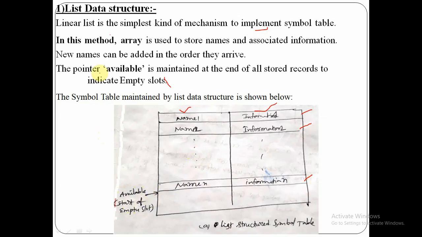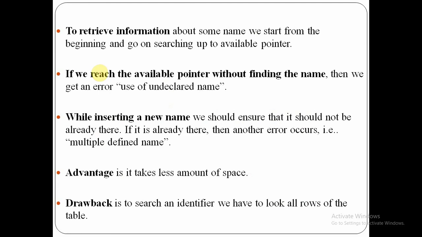So this format is called list data structure. To retrieve information, retrieve means access the information about some name, we start from the beginning of the array and search up to the available pointer. Here the elements are not in sorted order, so we cannot perform the search using binary search. We should go through linear search, linearly one by one. If we reach the available pointer without finding the name, then we say that the identifier is not found. Otherwise we say found.